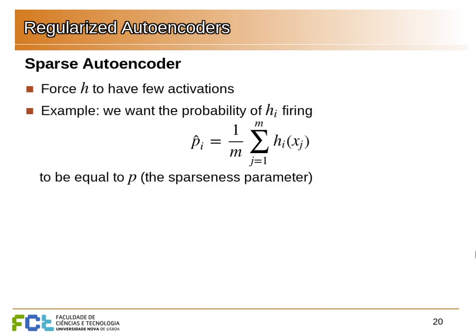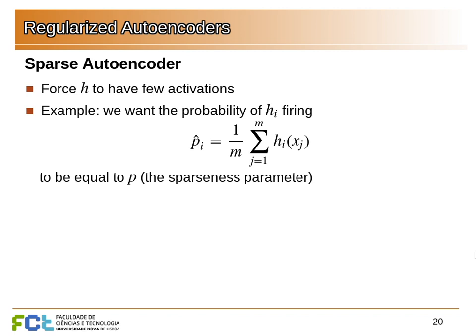For example, in a sparse autoencoder, we add to the loss function a function that will try to reduce or to approach the activation of the neurons in the hidden layer to some pre-specified probability distribution. So suppose that we want the probability of a neuron being active in the hidden layer to be this p, and this would be the average of the activations of all the neurons in the hidden layer.